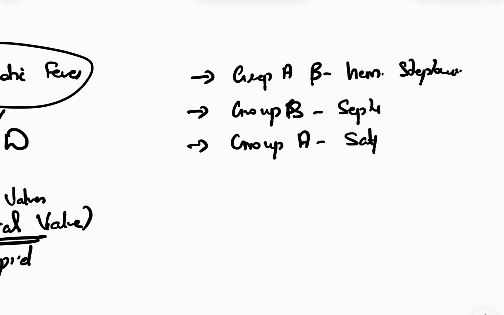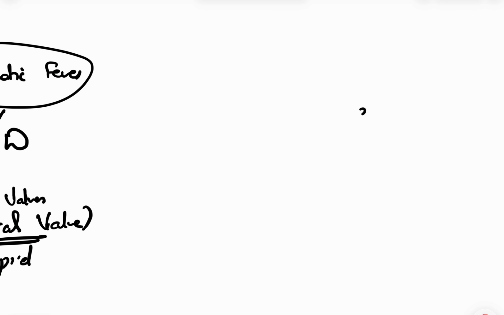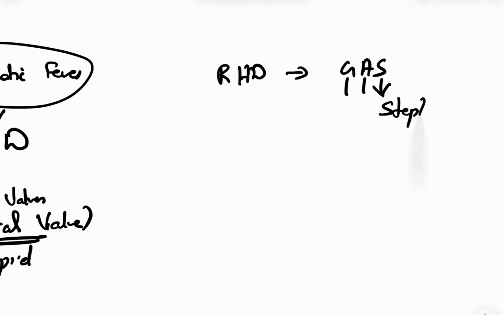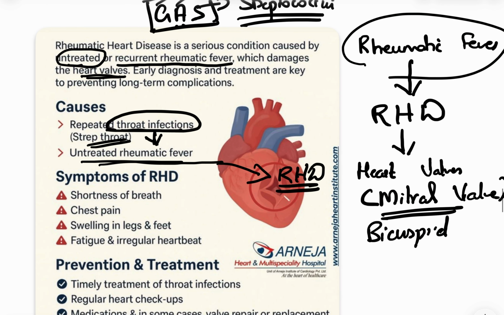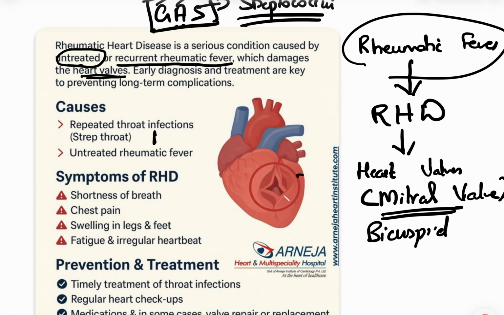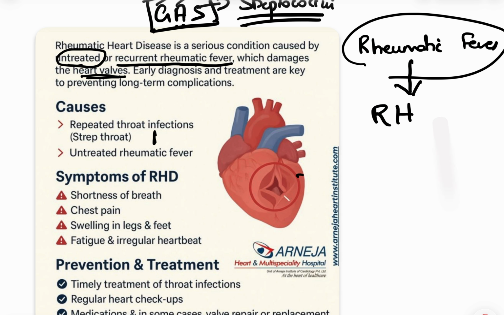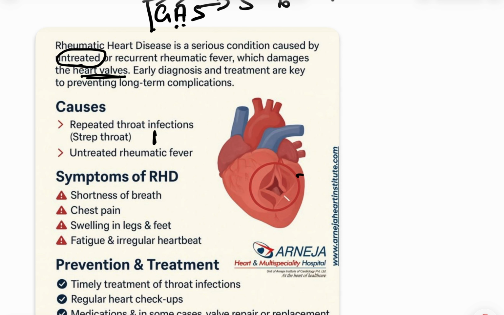So the only purpose of those options was to confuse the person who is doing the exam. That was the only purpose. So how are you going to remember that? I want all of you to remember, if somebody says RHD, you're going to remember GAS, group A beta hemolytic streptococcal infection, which is going to cause a patient to come up with a throat infection. Left untreated, the patient goes through rheumatic fever. Left untreated, the patient is going to have rheumatic heart disease, which is going to affect the mitral valve of the patient.